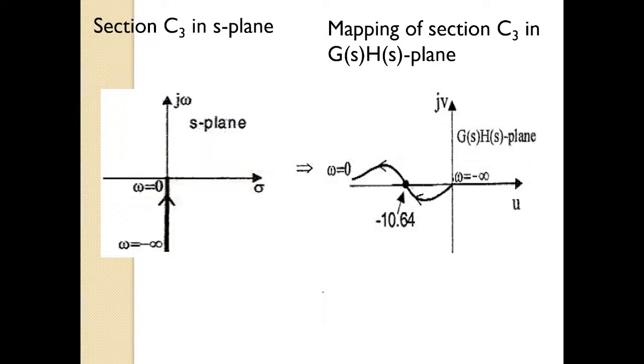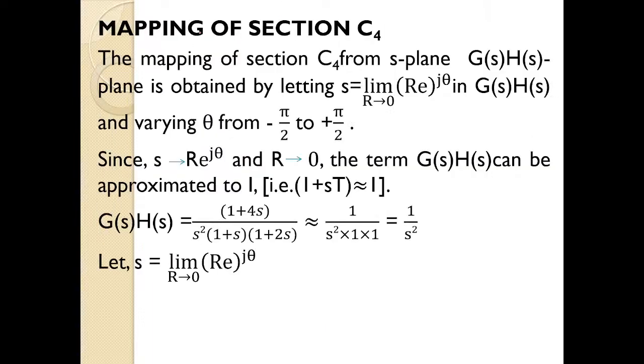So let us go to the next section, mapping of section C4. When you are mapping section C4, s will be equal to limit R tends to 0, R e power j theta, where theta varies from minus pi by 2 to plus pi by 2. So I didn't remove this bracket; the bracket will not be there here. R is tending to 0, which means s will tend to 0 e power j theta. S is very, very small. Therefore, 1 plus sT will be approximately equal to 1.